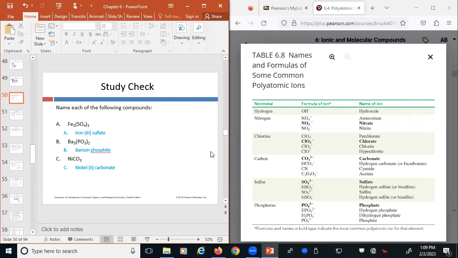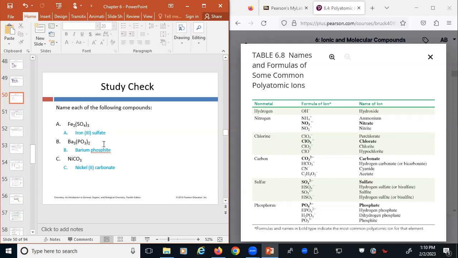All right, so if you did it correctly, you should have been able to walk over to this side and find sulfate, and kind of reversing our charges there, find out that we are dealing with iron 3 sulfate in this first example.